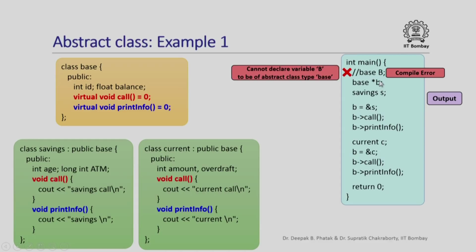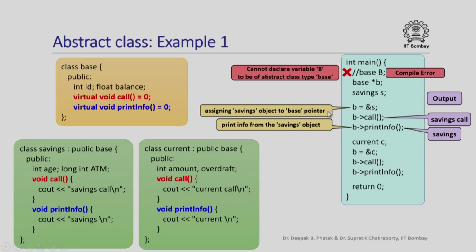However, I can have a pointer to the base class, and to that pointer I can assign the address of an object of savings class or an object of the current class, like we have already seen earlier, and then when I say B arrow call, I go to the base class. This is an abstract class in which there is a virtual function which does not even have a definition. So I have to go to the context in which this invocation is being made, and the context is B is pointing to an object of class savings. So I have to invoke the method from the class savings, and similarly for print info. So here you will see savings call and savings being printed out.